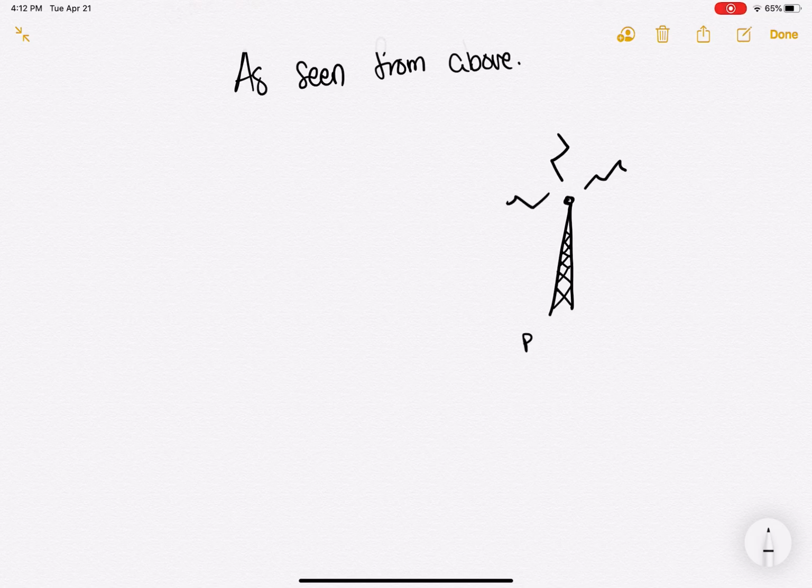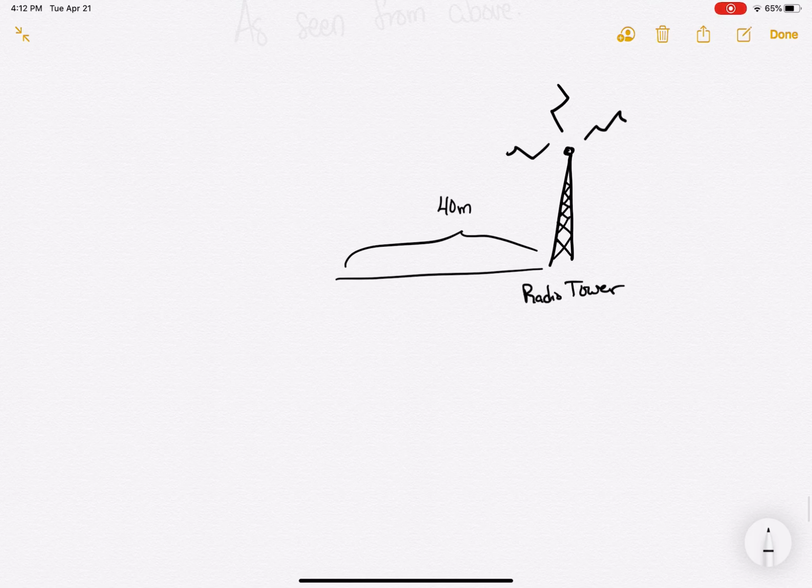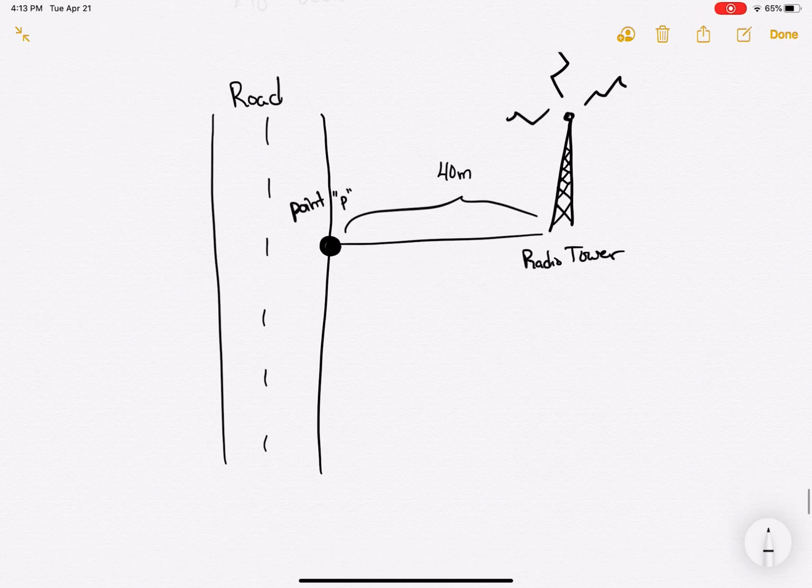This is my radio tower, and it is 40 meters from a road. This is the road, and this is the point P. So that's point P right there.